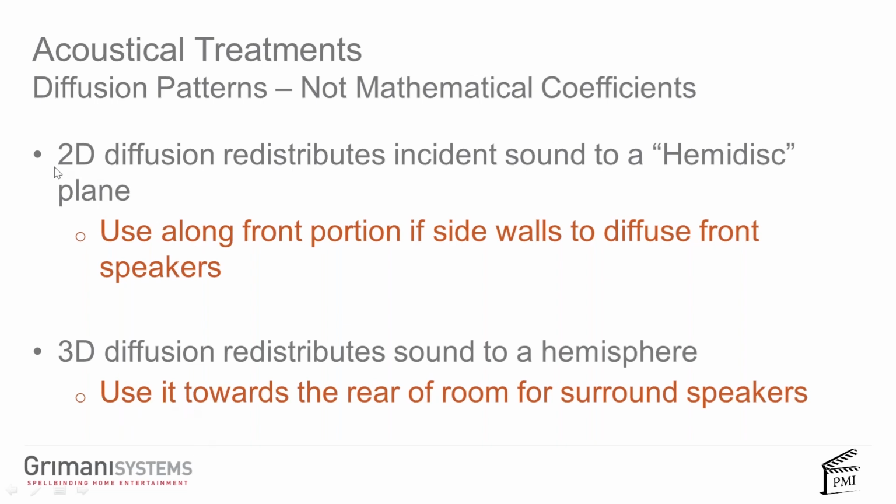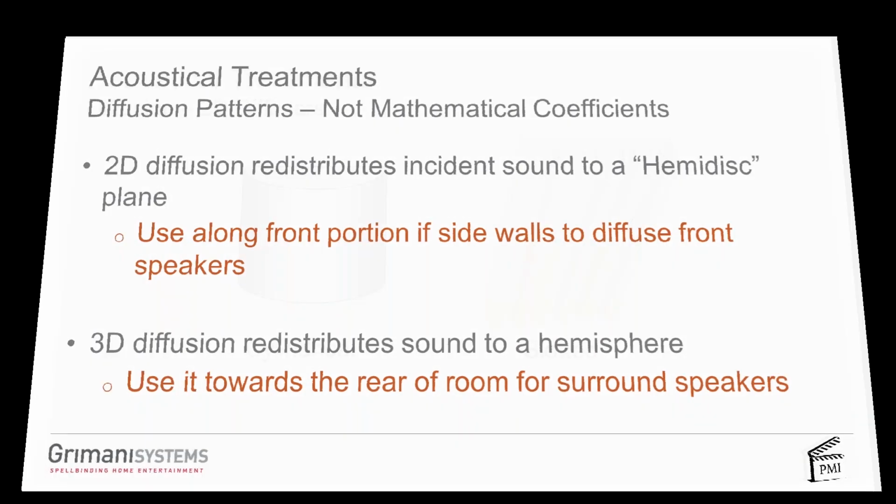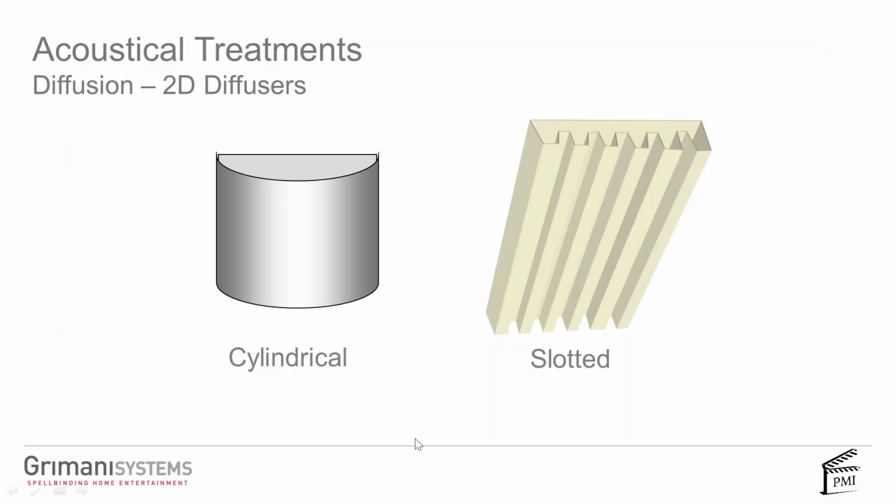And I like to use 2D diffusers towards the front of the room so that the energy is diffused only horizontally. And I like to use 3D diffusers towards the back of the room so that the sound is more hemispherical. It's more like it is in a concert hall, and it supports the surround speakers a whole lot better. So here's examples of 2D diffusers. The sound that hits the cylindrical shape is going to re-radiate out horizontally. If you turn it the other way, it's going to radiate vertically, which you should not do.